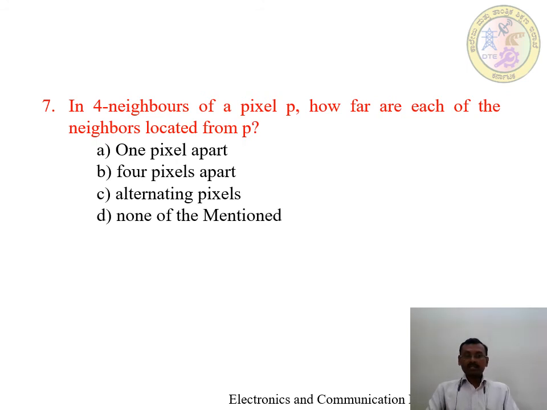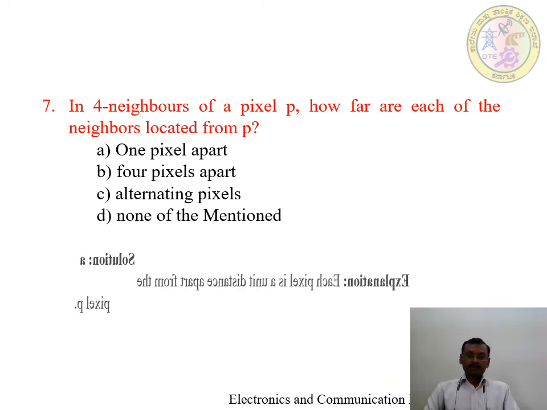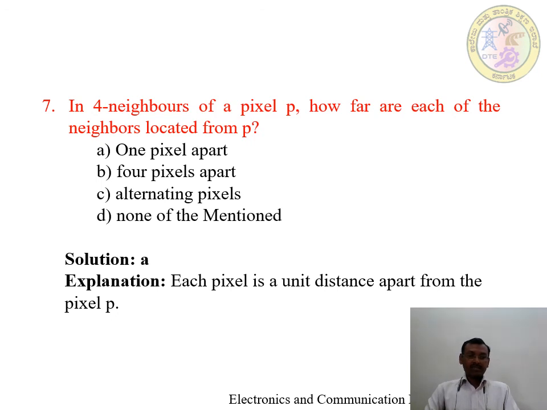Seventh question. In the four neighbors of a pixel P, how far is each of the neighbors located from P? Option A, 1 pixel apart. Option B, 4 pixels apart. Option C, alternating pixels. Option D, none of the mentioned. The right answer is option A. That is, each neighbor is a unit distance apart from the pixel P.